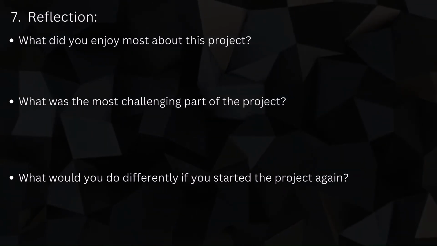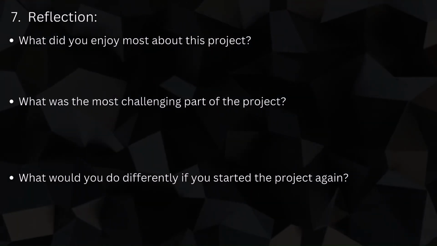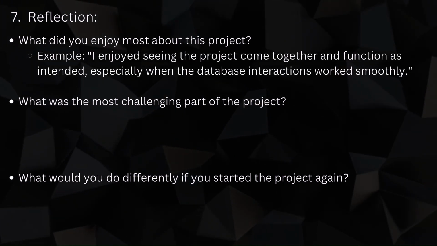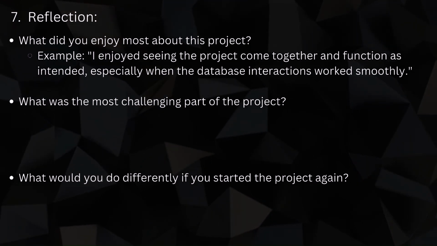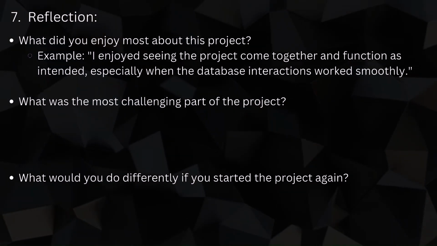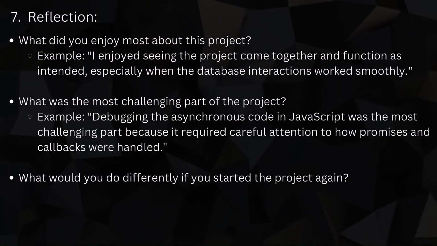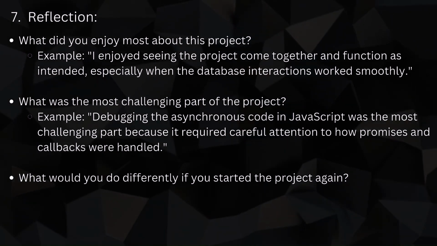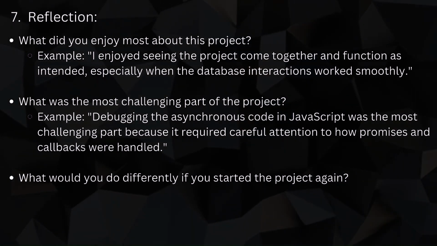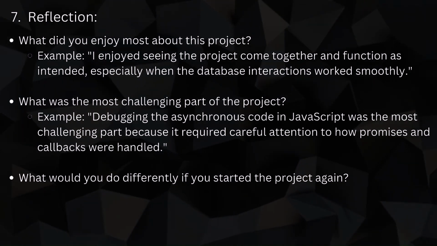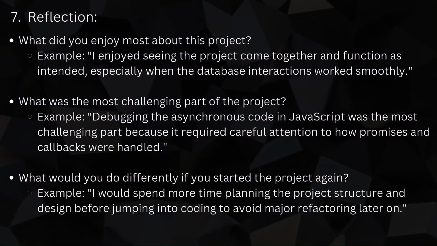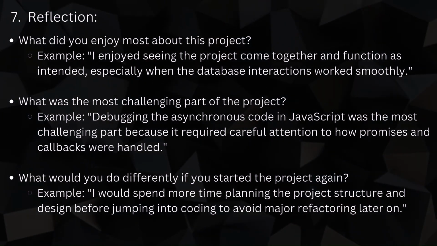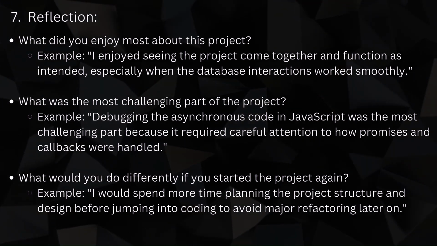Seven, reflection. What did you enjoy most about this project? Example: I enjoyed seeing the project come together and function as intended, especially when the database interactions worked smoothly. What was the most challenging part of the project? Example: debugging the asynchronous code in JavaScript was the most challenging part because it required careful attention to how promises and callbacks were handled. What would you do differently if you started the project again? Example: I would spend more time planning the project structure and design before jumping into coding to avoid major refactoring later on.